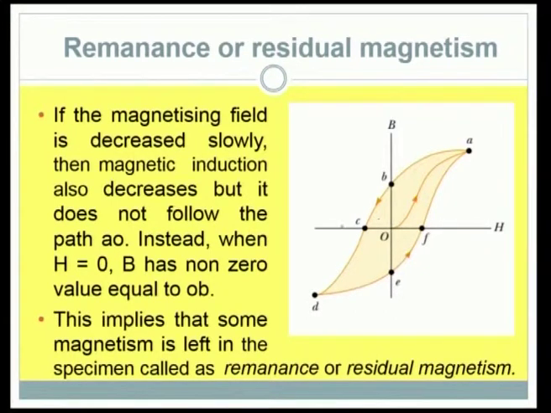What is that called? This implies that some magnetism is left in the specimen, called remanence or residual magnetism. This part, I would like to show that part. This is existing. Even when H is brought to 0, this much magnetic induction is found in it. What does that mean? It has retained the magnetism in it, right? That magnetism is the permanent magnetism retained by the ferromagnetic material in the absence of the magnetizing field.